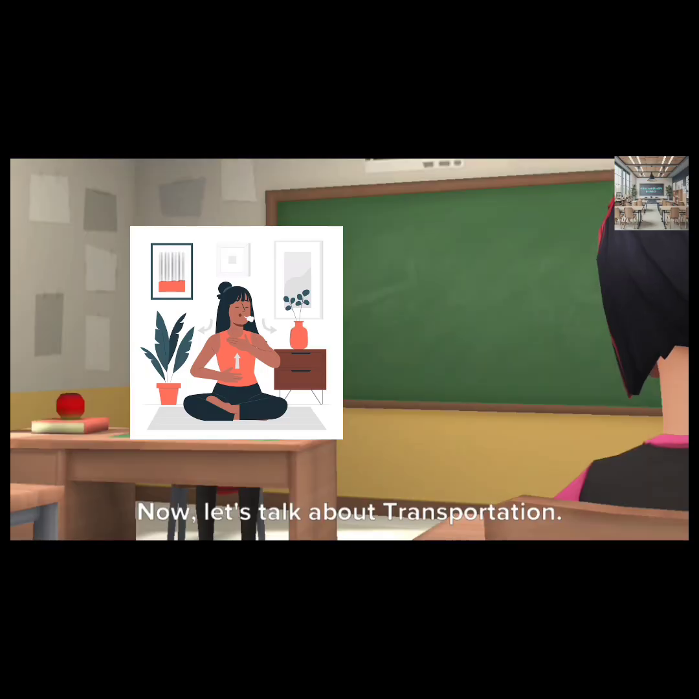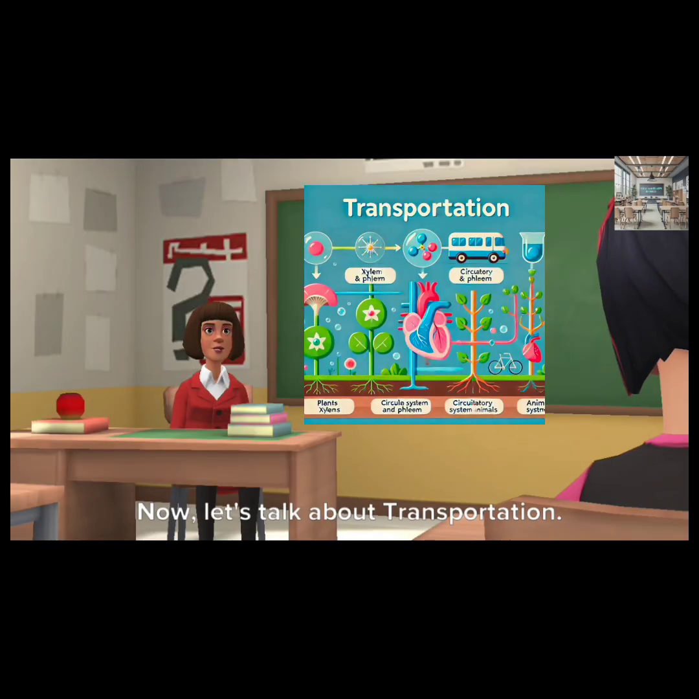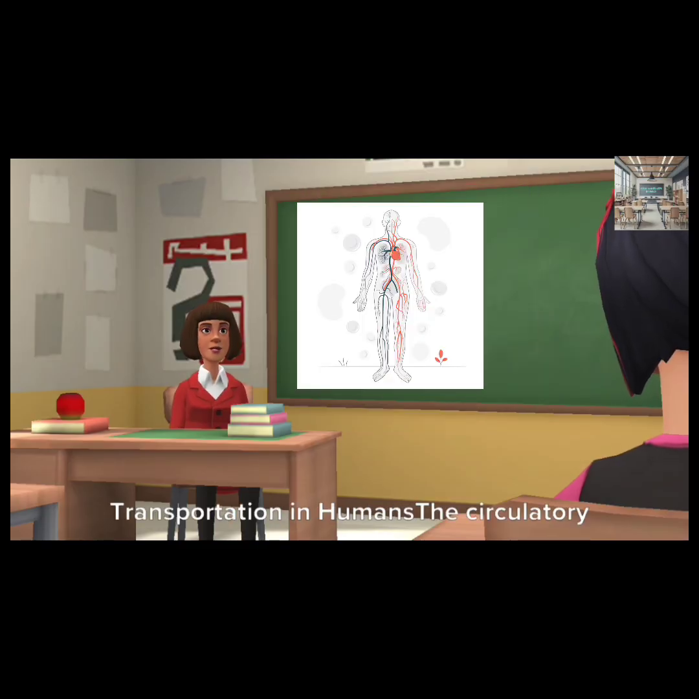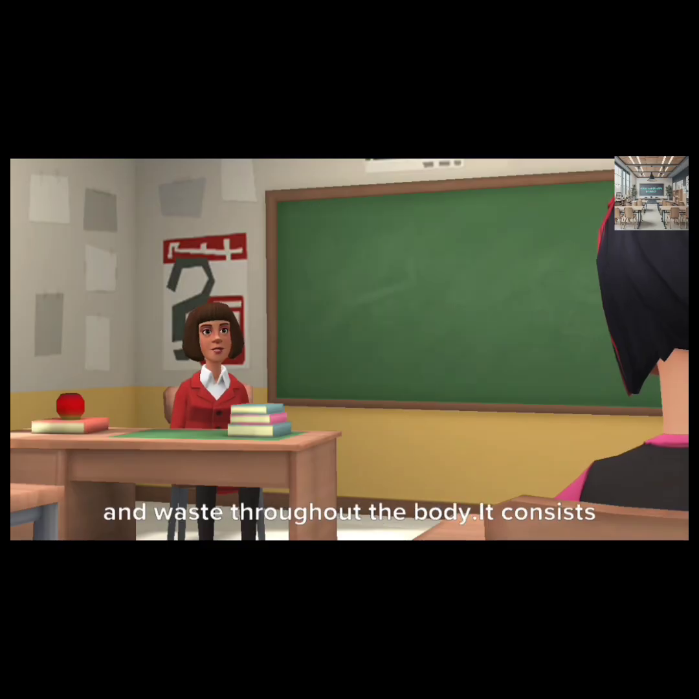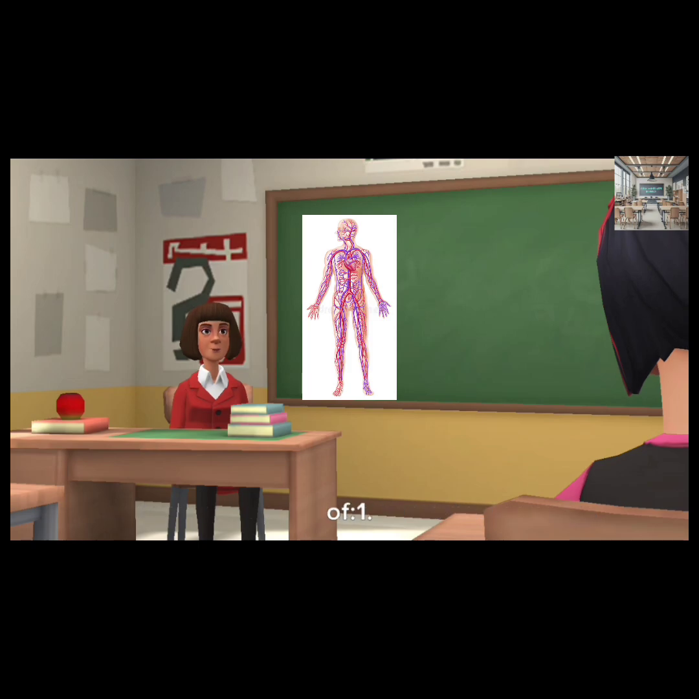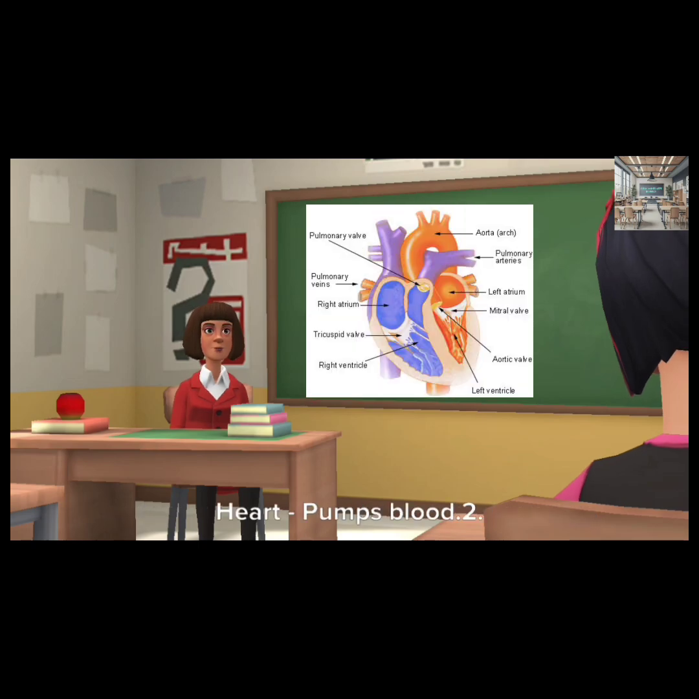Yes. Now, let's talk about transportation. Transportation in humans: the circulatory system carries oxygen, nutrients, and waste throughout the body. It consists of: 1. Heart pumps blood. 2. Blood contains RBCs, oxygen transport, WBCs, immunity, and platelets, clotting.